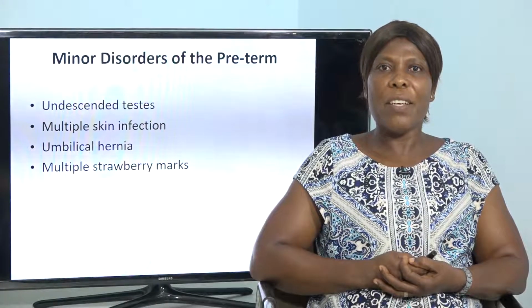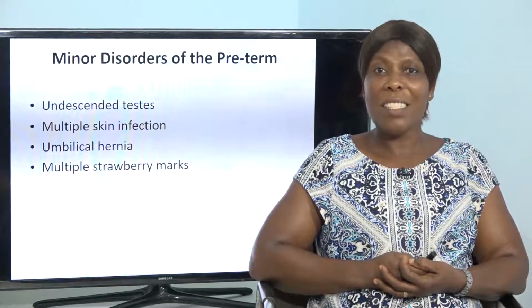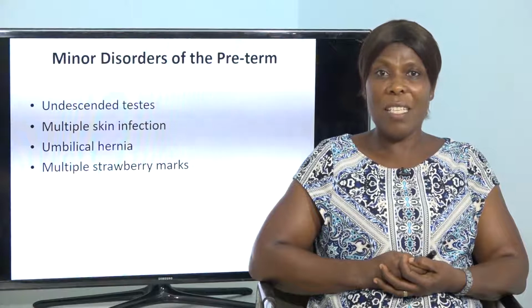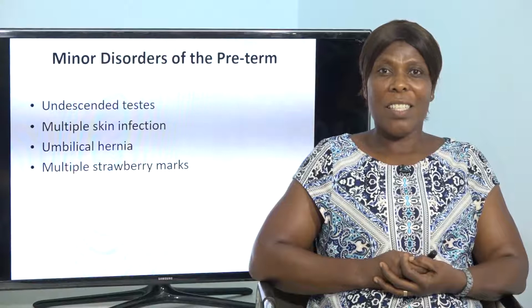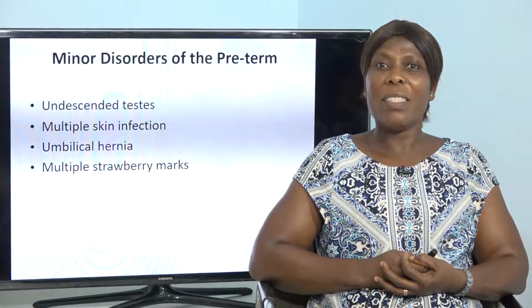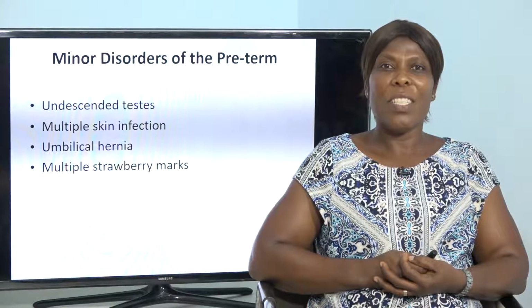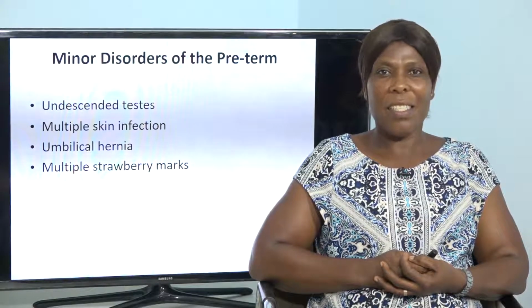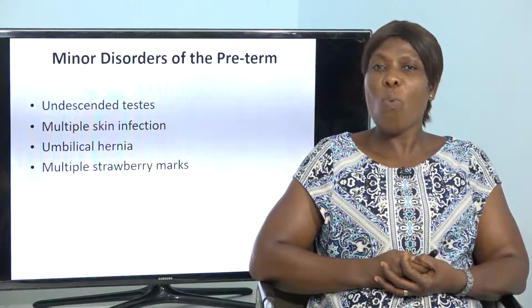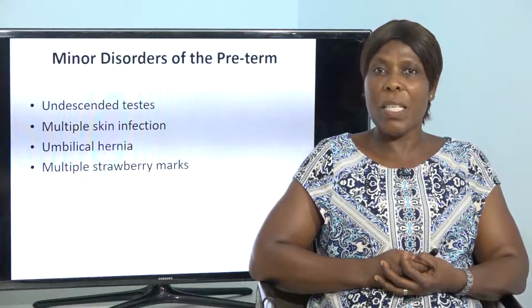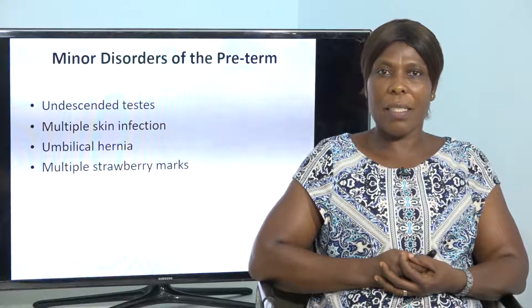Now we come to the minor disorders of the preterm. These ones, they are mostly common in any preterm babies. For the males, the number one abnormality or disorder that you see in this preterm is the undescended testis. It's very common in males. And these are the reasons why the male preterm babies don't survive, because of the undescended testis.